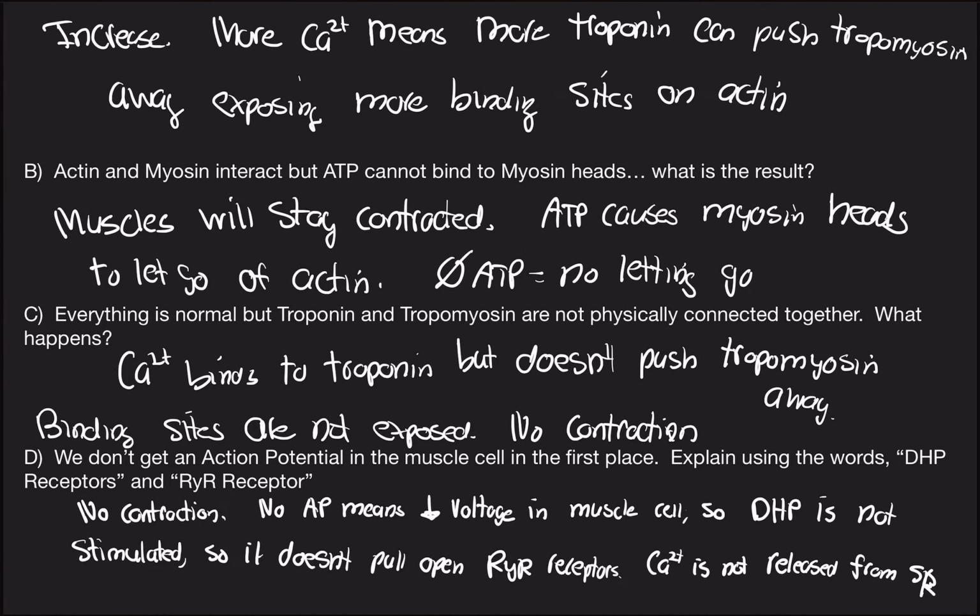No contraction, no action potential means the voltage is low in the muscle cell. And DHP responds to voltage. If the voltage is low, DHP doesn't respond. And remember, DHP pulls on ryanodine receptors that are located on the sarcoplasmic reticulum. The sarcoplasmic reticulum holds the calcium that we need for the contraction. Ryanodine receptors block that. So when stimulated, usually DHP would pull on ryanodine receptors, which release calcium. But since DHP is not stimulated, ryanodine receptors cannot move, and so the SR is not opened up. So calcium cannot leave, therefore we don't get a contraction.